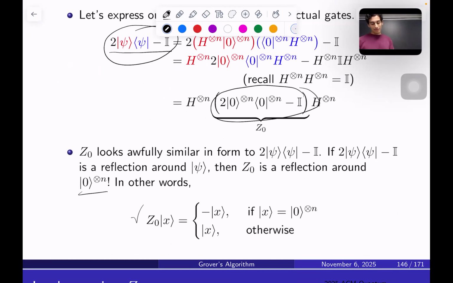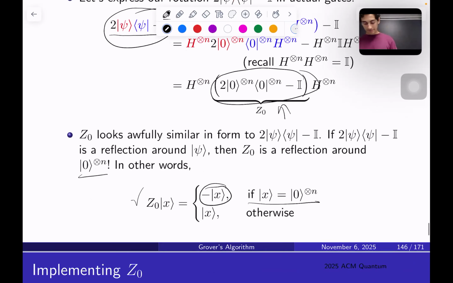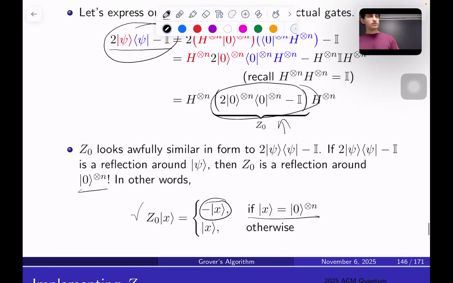That if z is all zeros, it'll apply a negative sign onto it. If it's not all zeros, it'll do nothing. That's literally all it does. But this is just the more complex form of it. Questions on that? Sorry if I'm going fast. I know we just have time limits. Good.